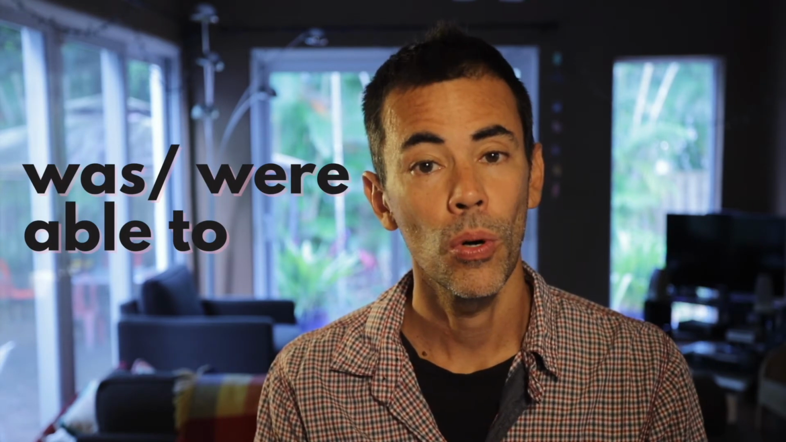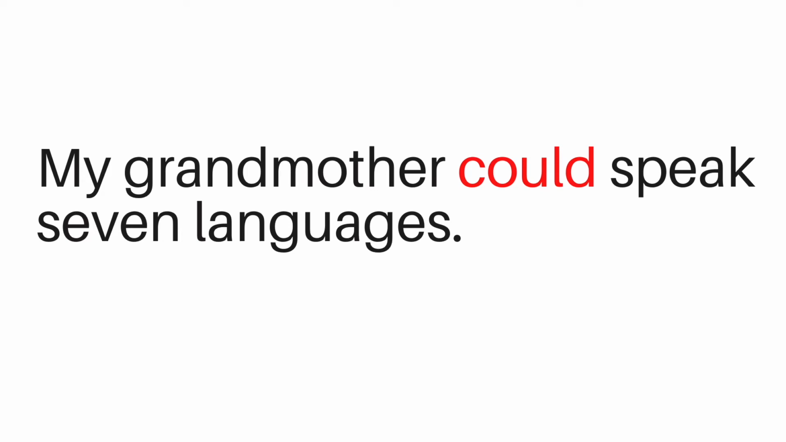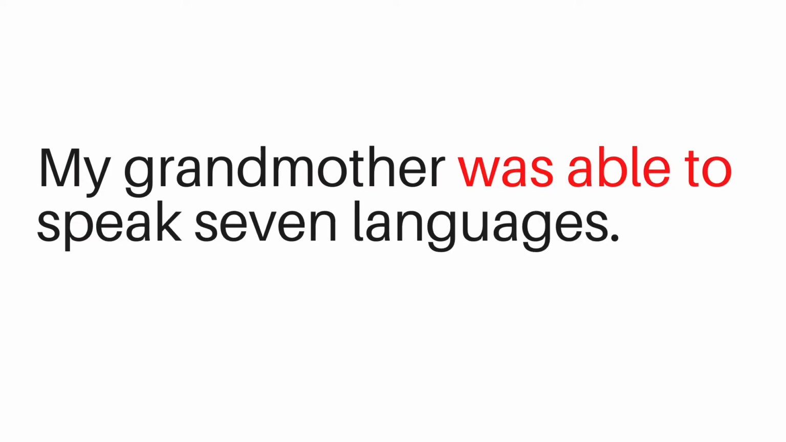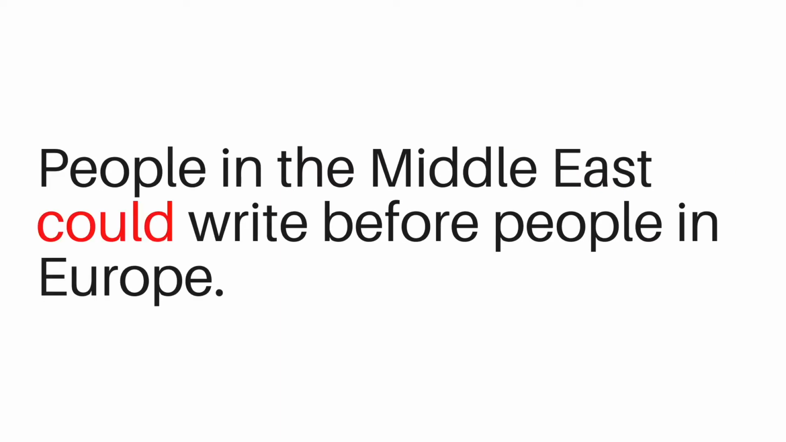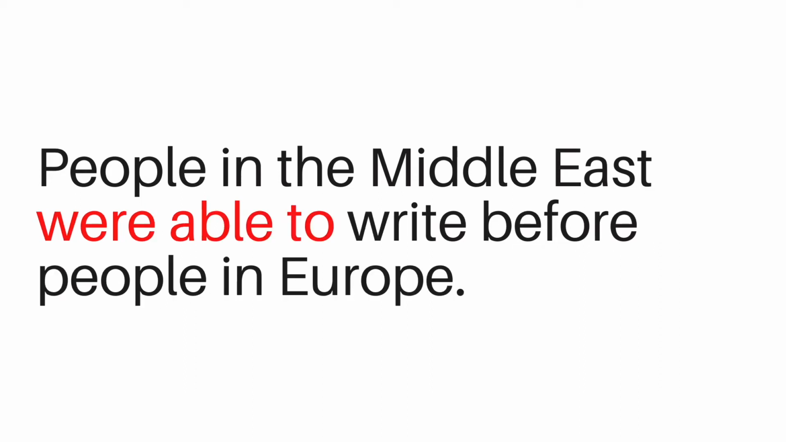Let's talk about ability in the past. The past of can is could. Of course, we can use be able to in the past as well, but it would be was able to or were able to. Here are some examples. My grandmother could speak 7 languages. My grandmother was able to speak 7 languages. People in the Middle East could write before people in Europe. People in the Middle East were able to write before people in Europe.